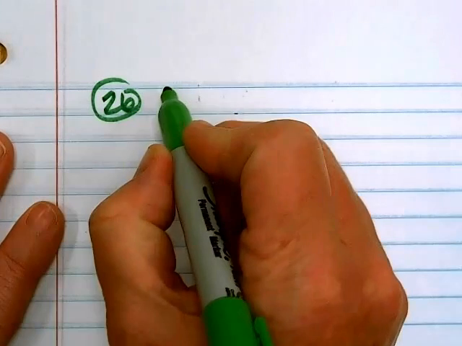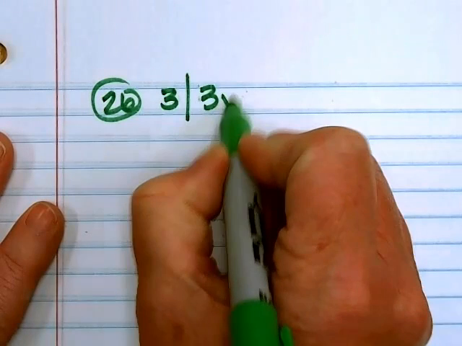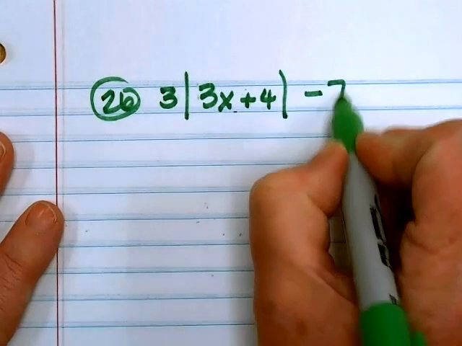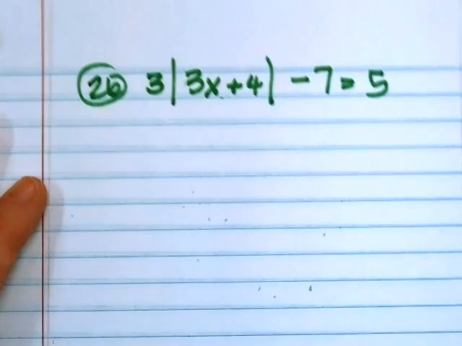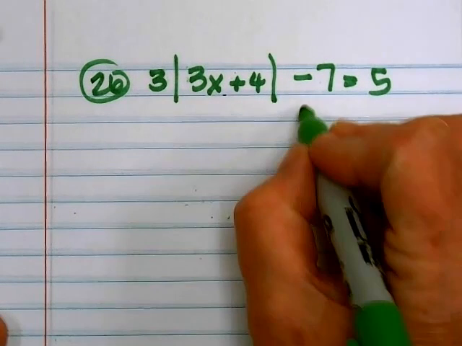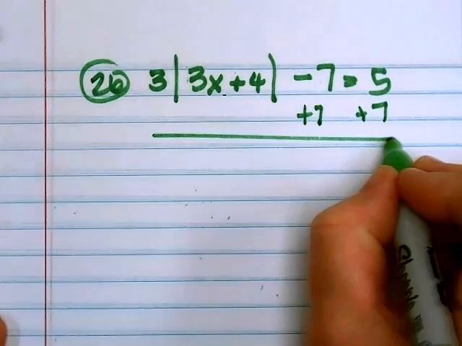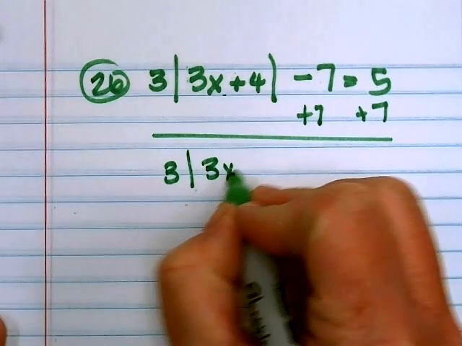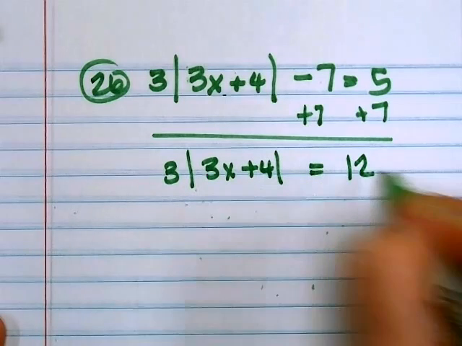26. What's different about 26? Do you distribute in 26? Oh, that's right. You do not distribute across absolute value bars. No, no, no. You isolate absolute value bars and then it splits into two problems. So, what's the first step here? So, I guess you want to add 7. Mm-hmm. And then?